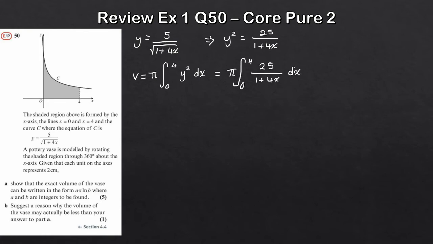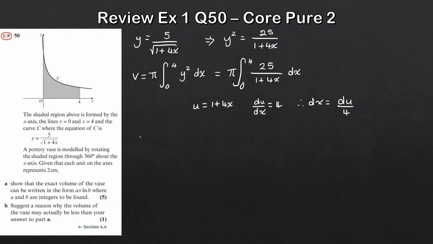And again, you should be used to it by now. Use substitution. If u is 1 plus 4x, we can work out du by dx. That's simply going to be 4. And then dx will just be du over 4. Okay, so now we've got everything we need.